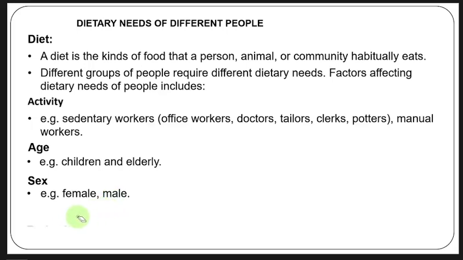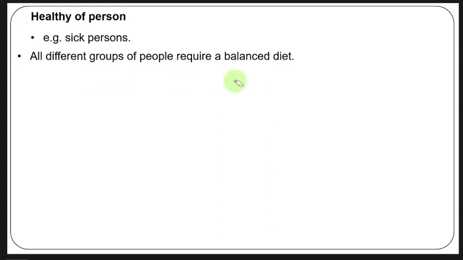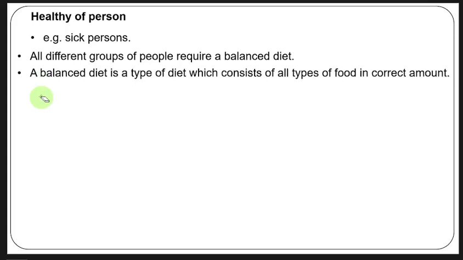So another factor is body size. For example, we are talking of a pregnant woman here. A pregnant woman, because of the nature of her body, will demand a different dietary need. Another thing is the health of the person. Sick persons will require that they feed on a special diet. All right. So all different groups of people require a balanced diet. What is a balanced diet? A balanced diet is a type of diet which consists of all types of food in correct amounts. If a diet is to be balanced, then it should contain all the types of food that are needed by the body in correct amounts.